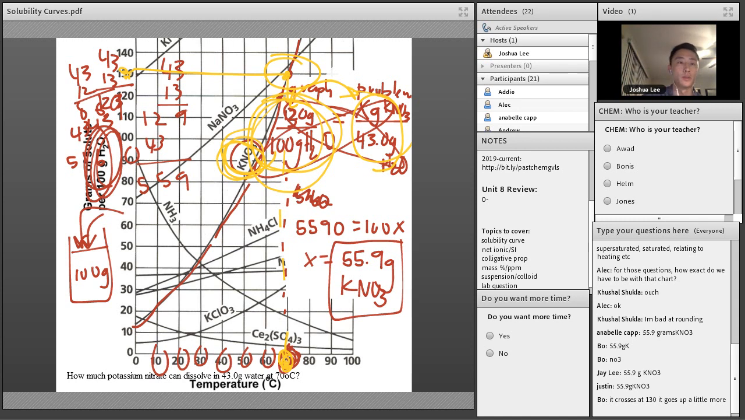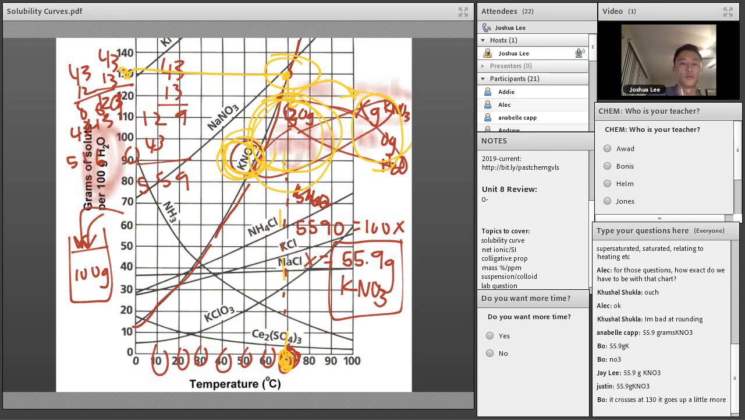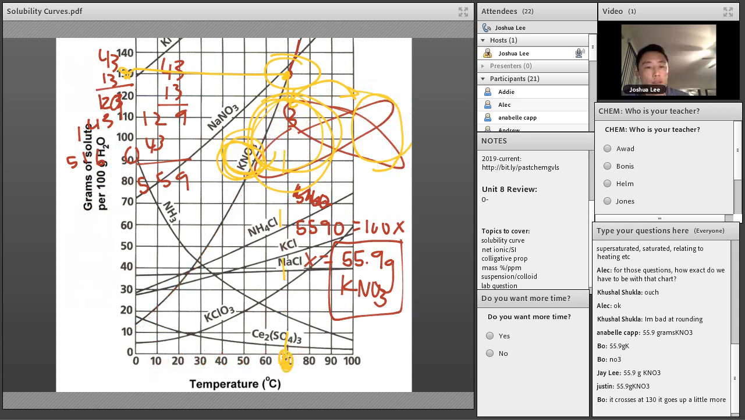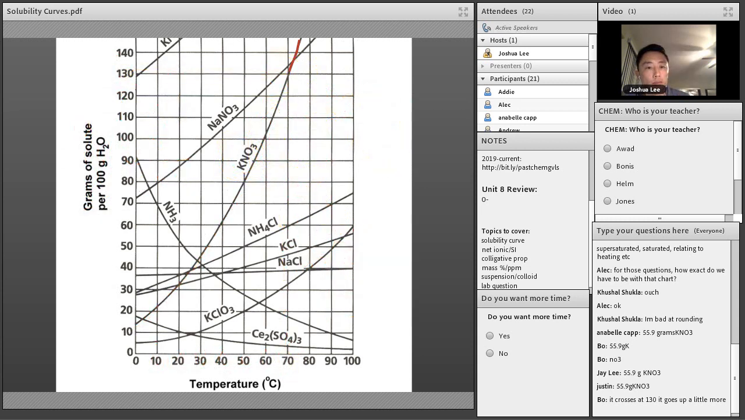So let's do one more. I'll erase all this. If you needed it, I'm sorry, but we'll get rid of all this. Delete, delete, delete, delete. Very slow. There it goes.